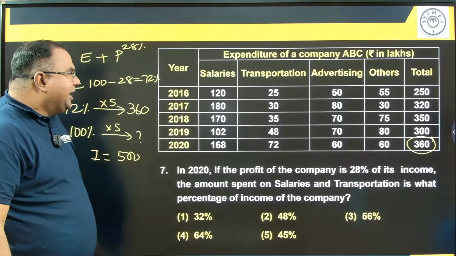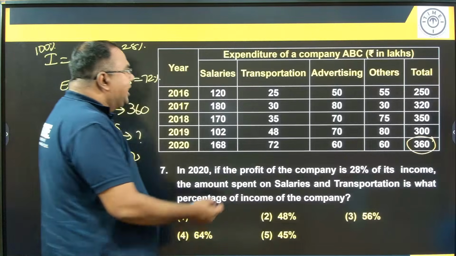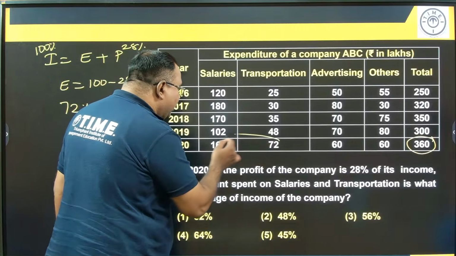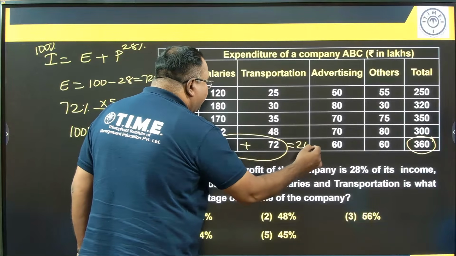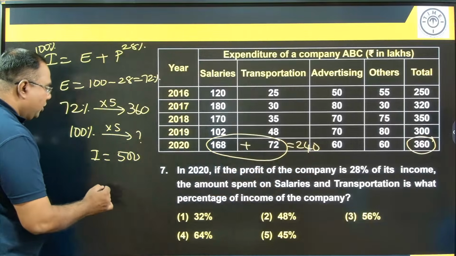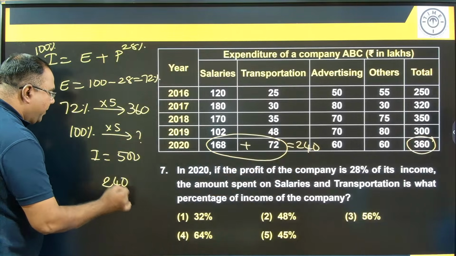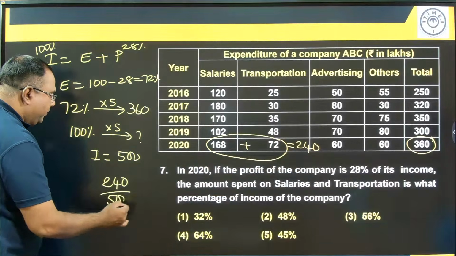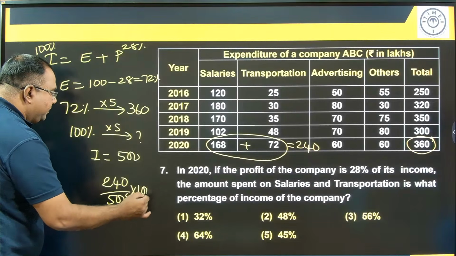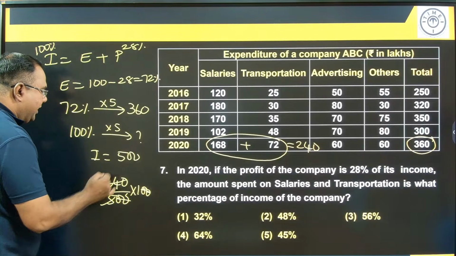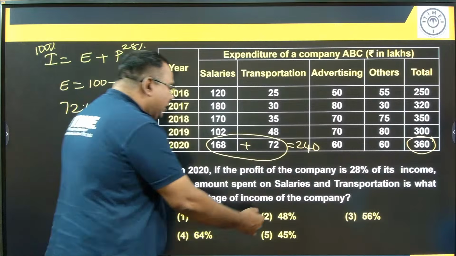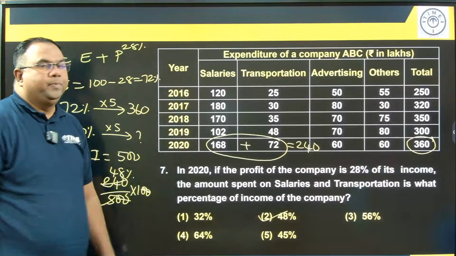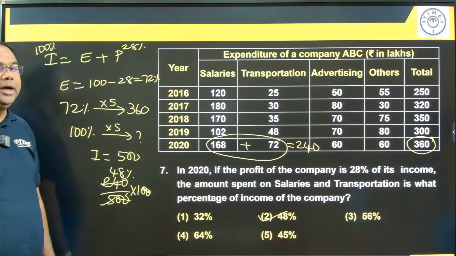Now what is the question? The amount spent on salaries and transportation, these two put together, is 240. This is what percentage of total income? 240 upon 500 into 100. 5 fours are 20, 5 eights are 40. It has to be 48%. Answer choice 2.